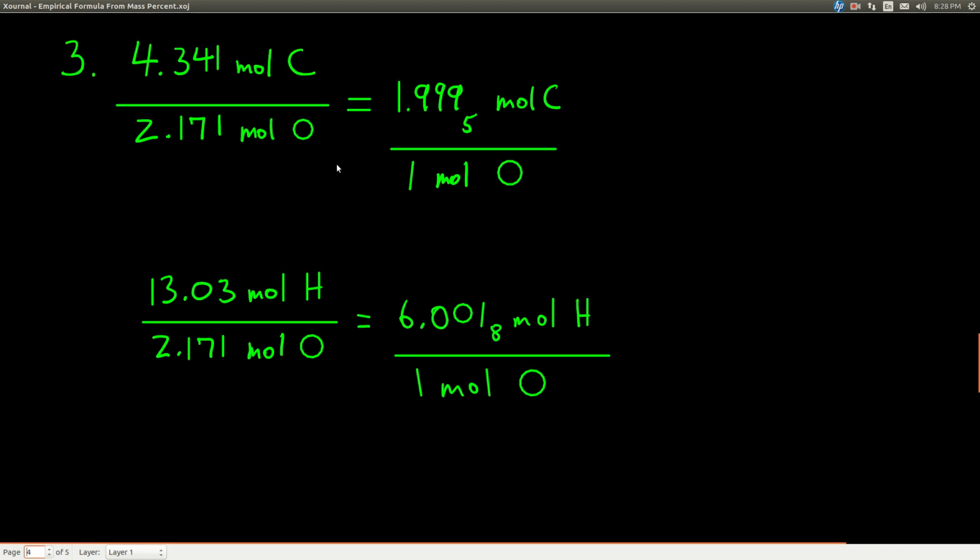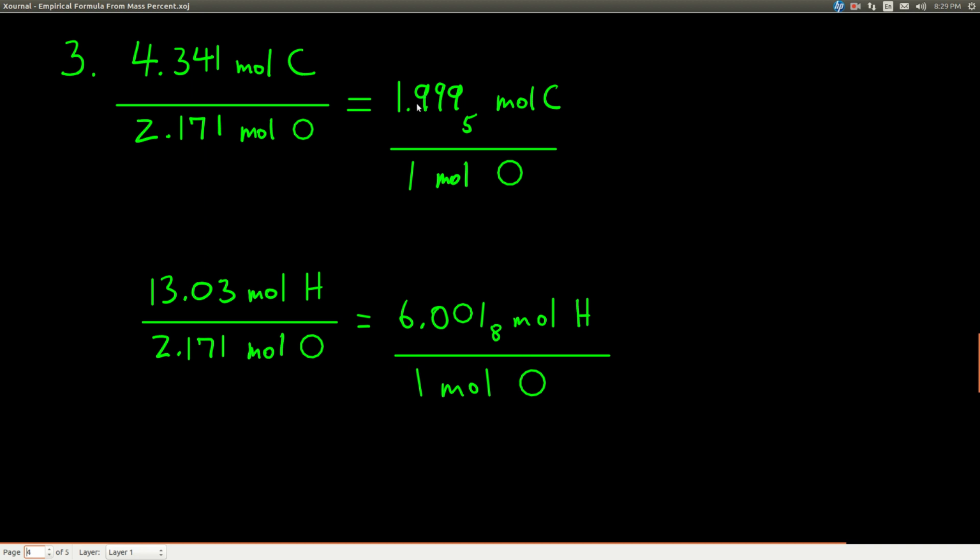So 4.341 moles of carbon divided by 2.171 moles of oxygen gives us 1.9995 or so moles of carbon. Now look at the units. This is actually pretty important. That's moles of carbon for every 1 mole of oxygen. Doing the same thing for hydrogen, we get 6.0018 moles of hydrogen per every 1 mole of oxygen.